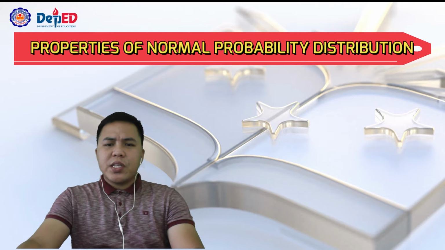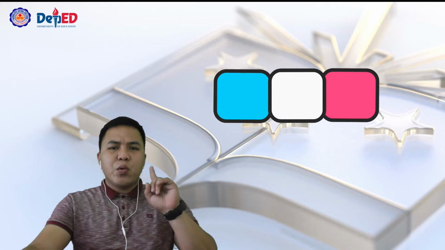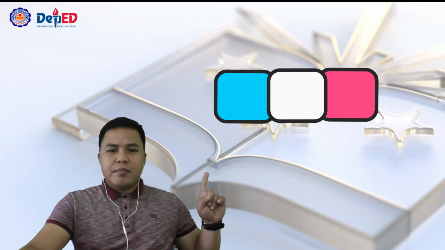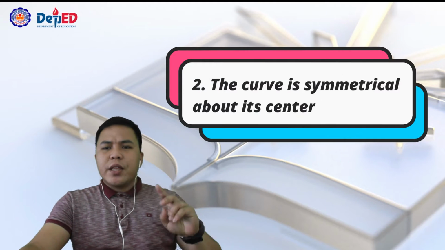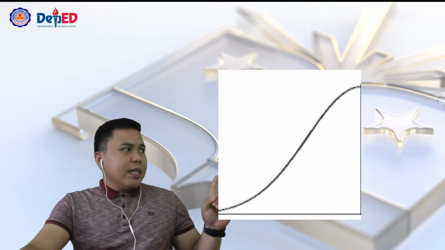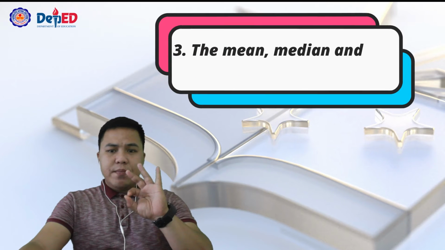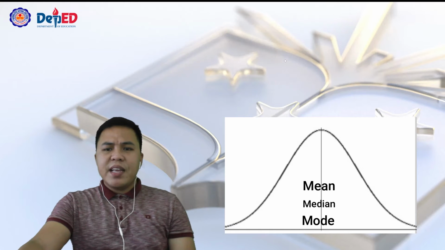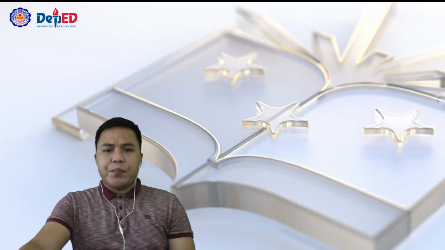Now, let's have the properties of normal probability distribution. For number 1, the distribution curve is bell-shaped. It looks like this. Number 2, the curve is symmetrical about its center. So, from the center, the left part and the right part are symmetrical. And for number 3, the mean, median, and mode coincide at the center, meaning the three measures of central tendency lie at the middle of the curve.